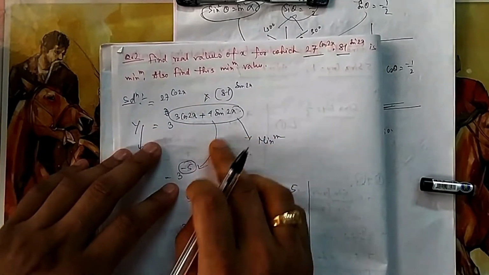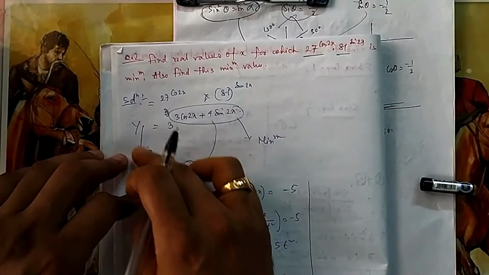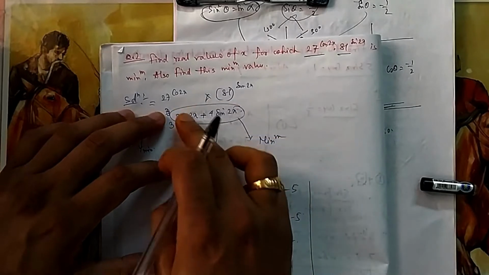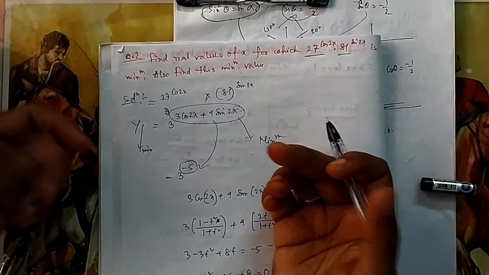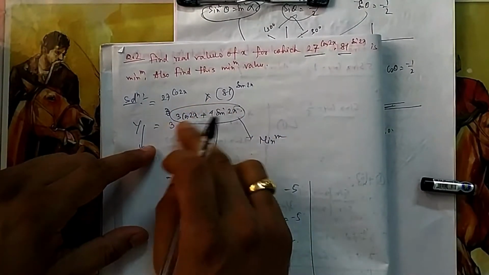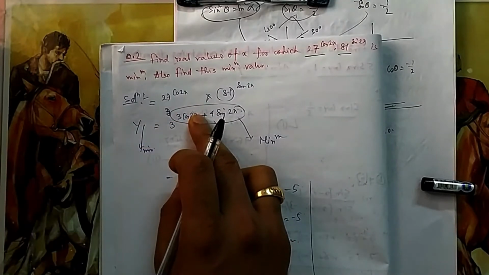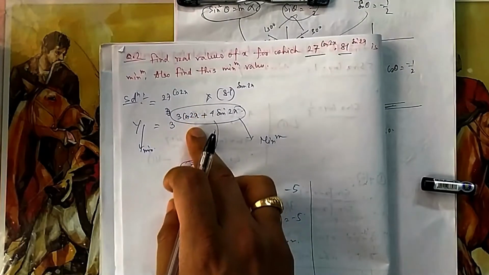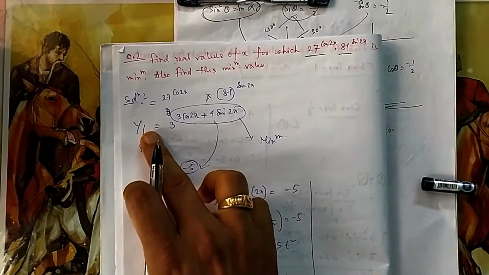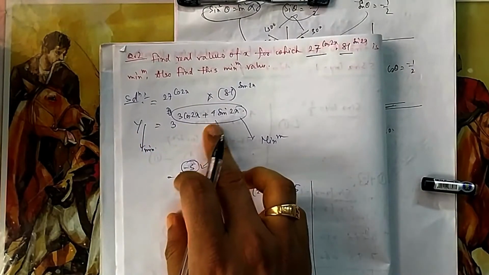So this is added, and you want to minimize this one. If you minimize the power of 3, then everything will be minimized. If you minimize the index of 3, obviously your output will also be minimized. So what is the minimum value of this one?